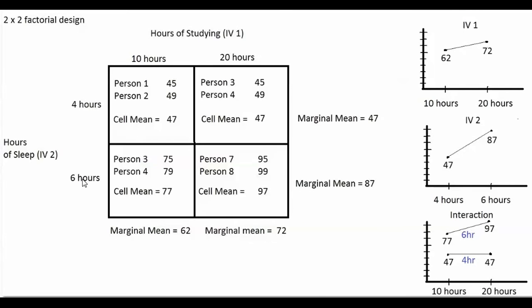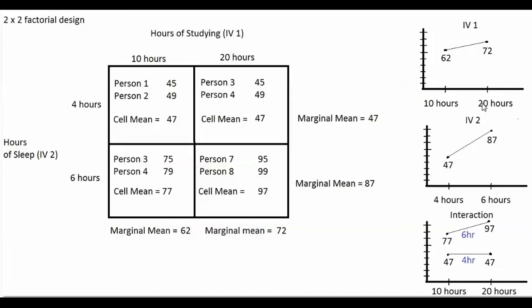We would also conclude that if you do get a decent amount of sleep, then studying 10 more hours will help you on the exam because these two people had a mean exam score that was 20 higher than the mean exam score of these two people. And we can also see the main effects up here. We can see that the mean of the 20-hour column is higher than the mean of the 10-hour column. So overall, people who did more studying did better.